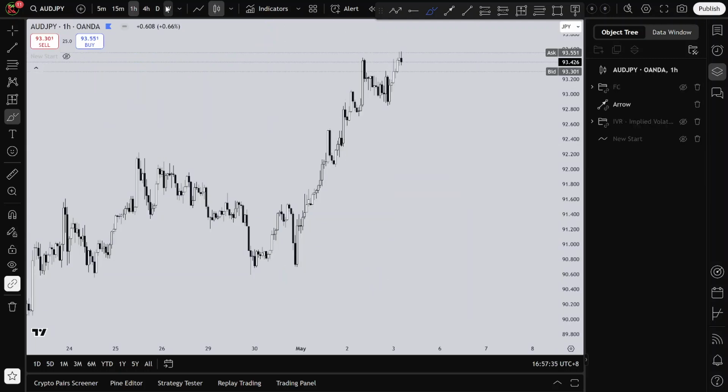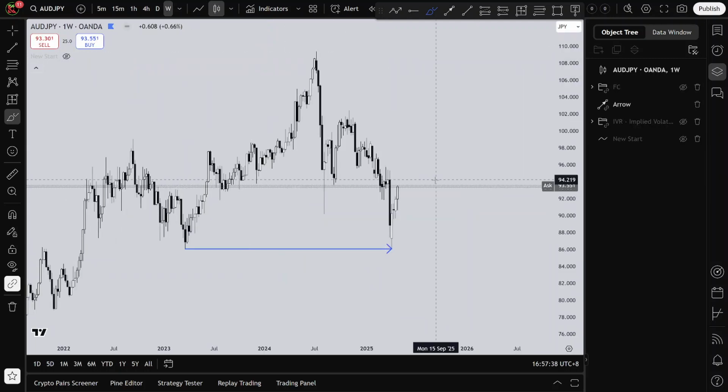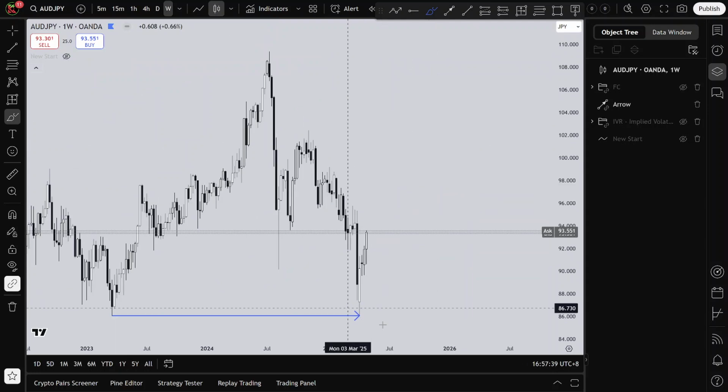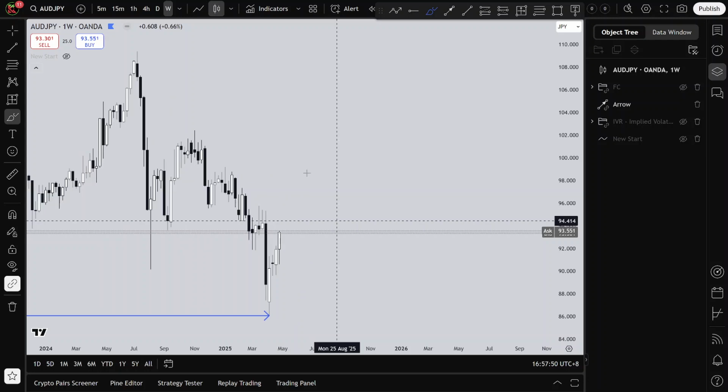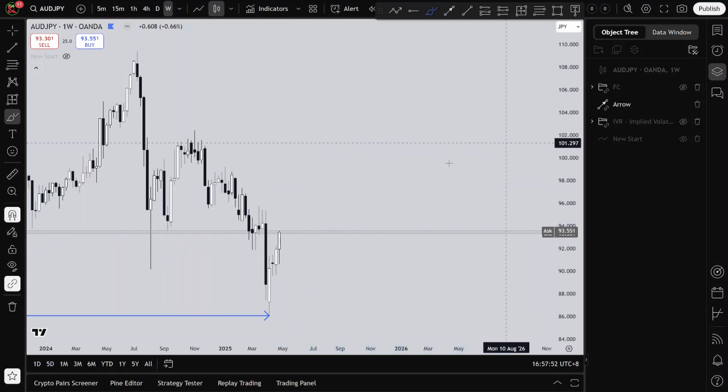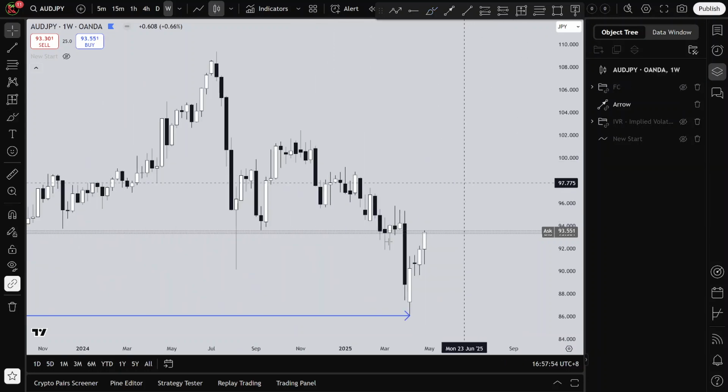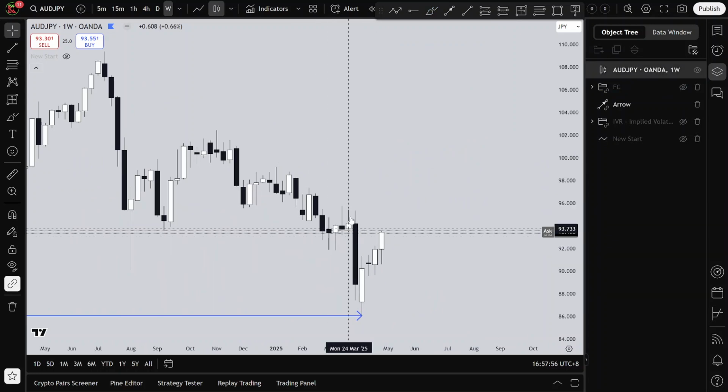Australian dollar yen on the weekly time frame, we can see we are coming from an area of interest. We have now more or less 4 bullish weeks. We had 1 neutral week in between, and now it seems like we get some momentum. Here on the weekly time frame, we can see that there is nothing really here. We are a bit in no man's land right now.